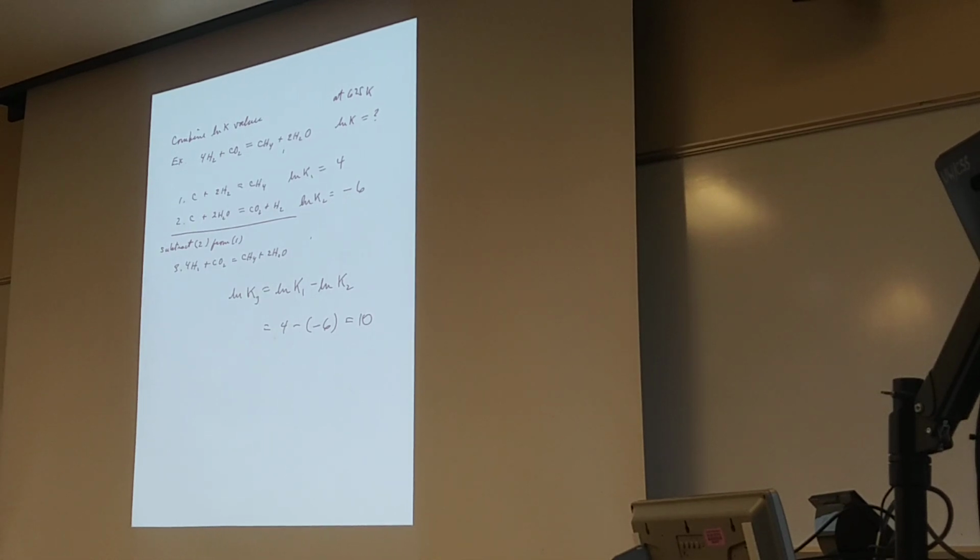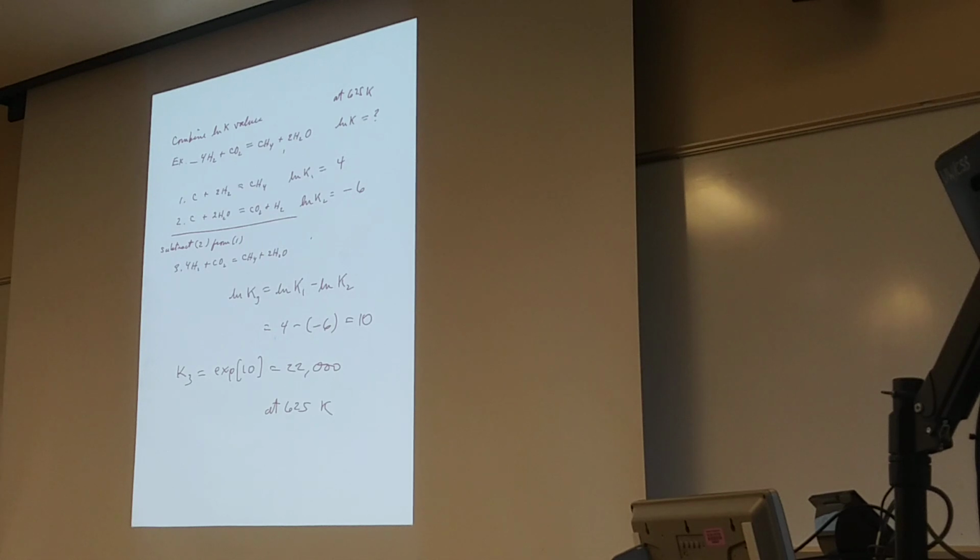So the equilibrium constant for this desired reaction that I've got is essentially exponential of 10, or about 22,000, and this is again at my 625 K. But I could put them together at any desired temperature.